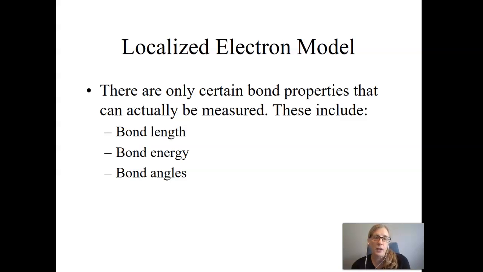So the things that actually can be measured are the bond length, the bond energy, the bond angles. And so those bond properties sort of form the basis of our conclusions about Lewis structures and VSEPR theory.